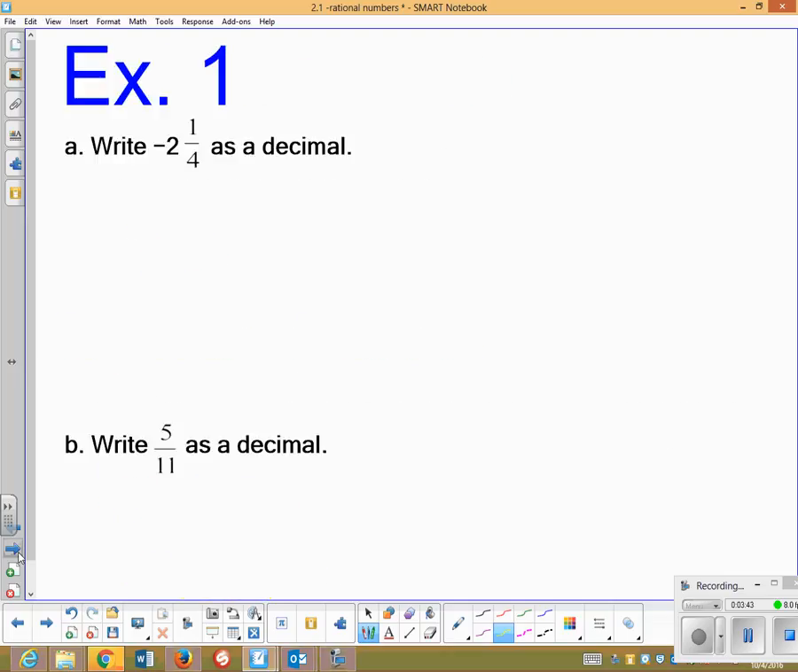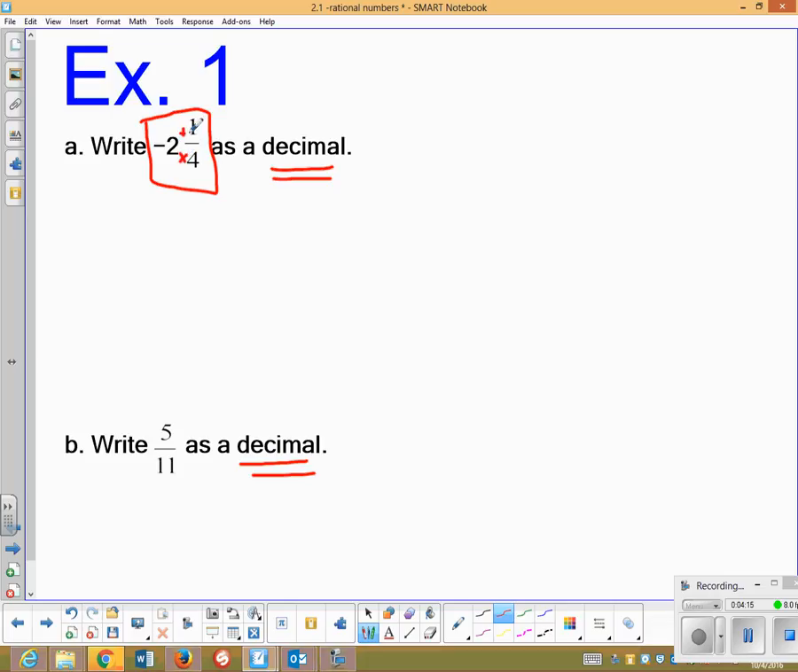All right, let's do our first example. In our first example, we have two fractions, and it's asking us to write the fraction as a decimal. To do that, we need to divide. In letter A, I notice that this fraction is a mixed number. A mixed number, as a reminder, is a whole number with a fraction. We can't change this into a decimal until we change it into an improper fraction. To do that, we're going to multiply 2 times 4 plus 1.